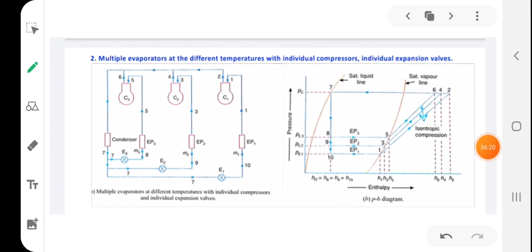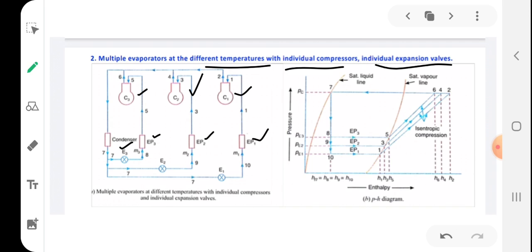Okay, so students, this is the second type of multiple evaporator system. You can see here multiple evaporators at different temperatures, very important, with an individual compressor for each different evaporator and individual expansion valve. So we have three different evaporators: evaporator 1, evaporator 2, evaporator 3. Each evaporator has its own individual compressor 1, 2, 3 and its own individual expansion valve 1, 2, 3, and they are maintained at different temperatures.